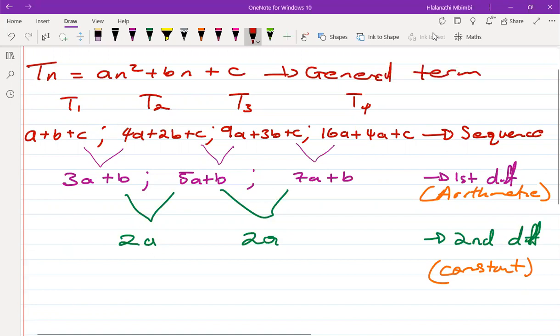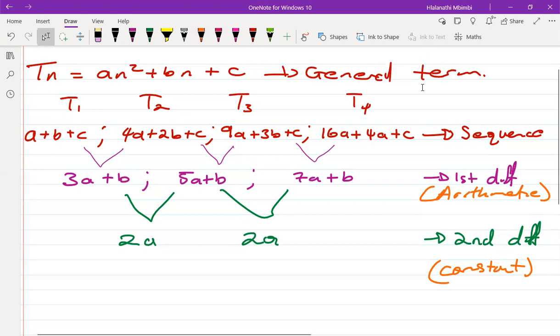So we've looked at that and we evaluated what it would be at T1, T2, T3, T4, and we looked at what would be the first difference, what would be the constant difference. And then we concluded that our second difference would be constant, our first difference would be arithmetic, and the actual function itself would be a quadratic.